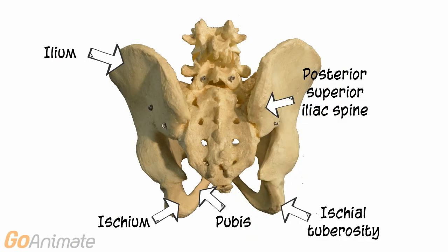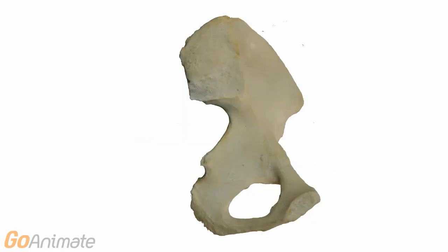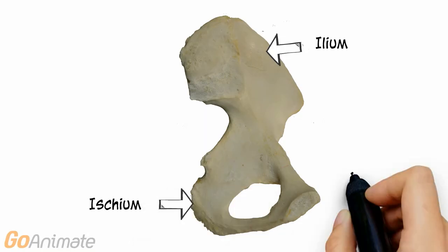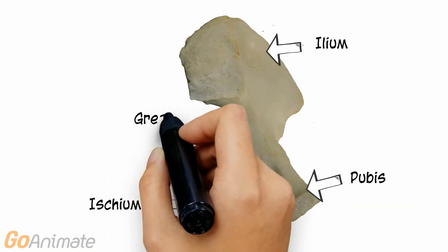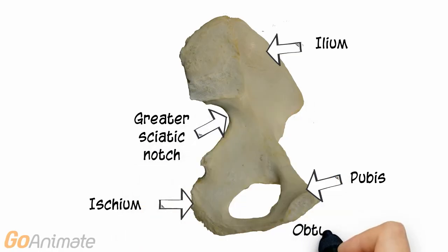The ischial tuberosity is a site of attachment for the hamstring muscles. This groove is called the greater sciatic notch. Here is a medial picture of the coxal bone. Again, we see the ilium, ischium, and pubis. Here is the greater sciatic notch and obturator foramen.